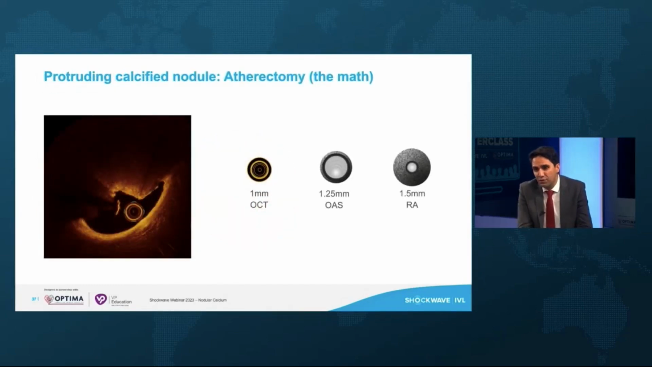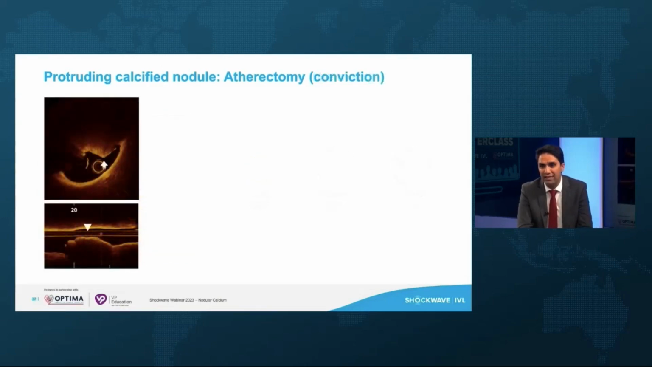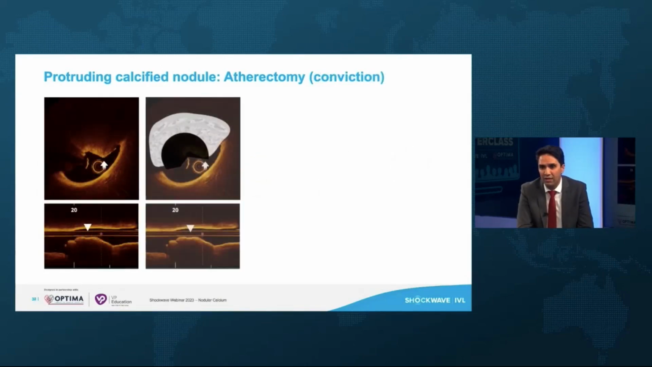So if we put this in perspective, look at the size of the OCT catheter, think about the size of an orbital atherectomy, even with orbiting, which will get to 1.8 millimeters, and a rotational atherectomy burr that's most often used for atherectomy at 1.5. We're really creating very, very little impact on this calcified nodule.